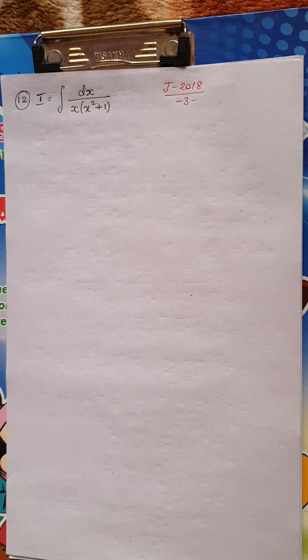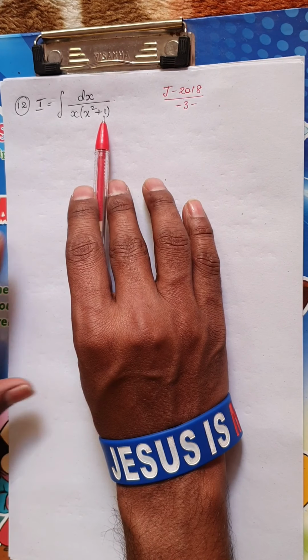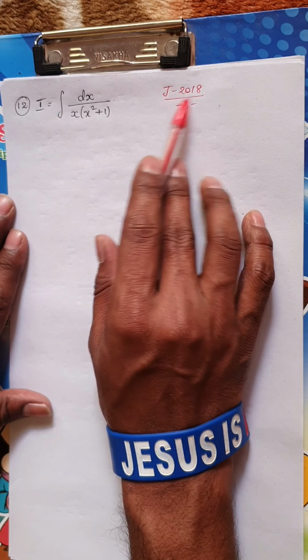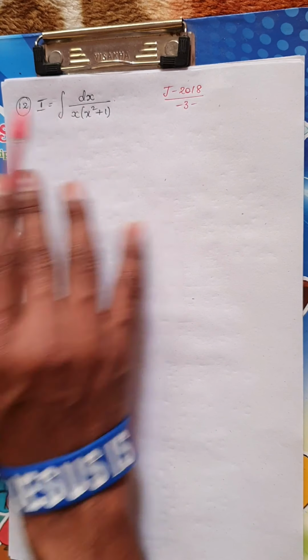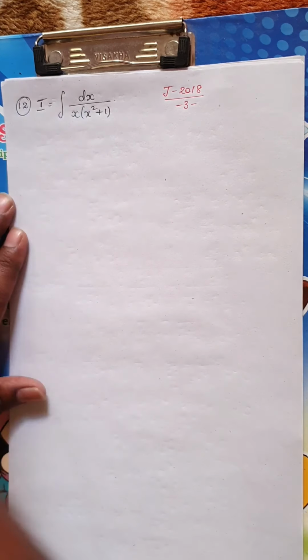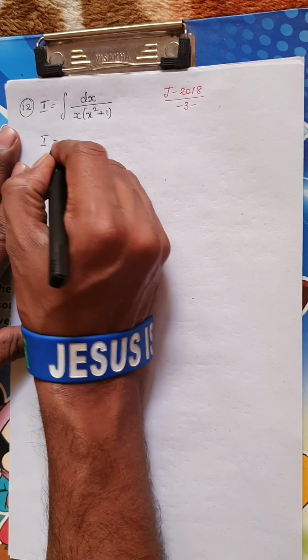Moving on to the next question, friends. We have dx divided by x into x square plus 1. Okay, this is the integral. Remember, this question was asked in July 2018 for 3 marks, and this is similar to the previous question. Only thing is, the previous question we had x power n, here I have x square. So it is the same integral, I am going to make some changes.